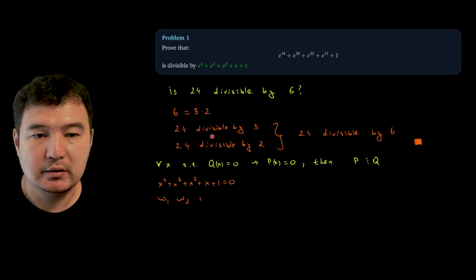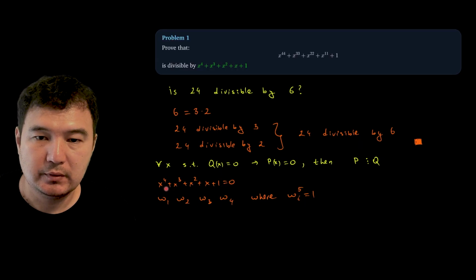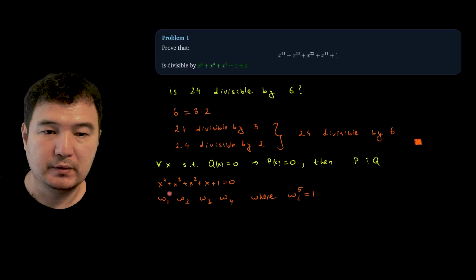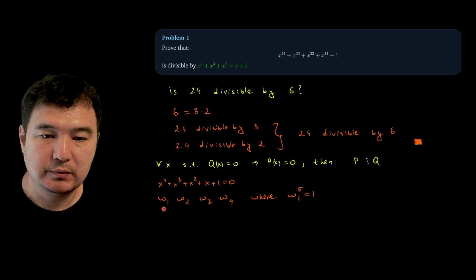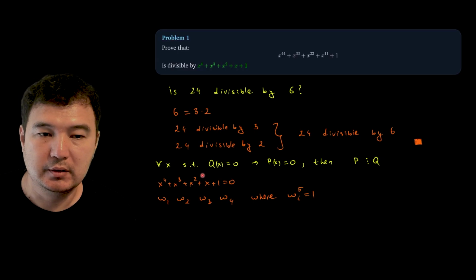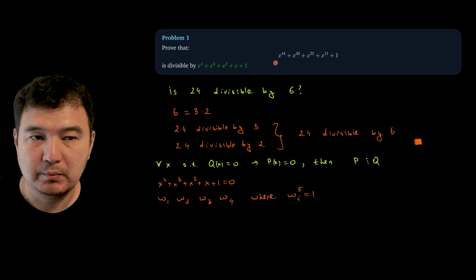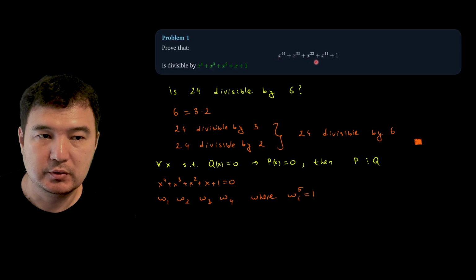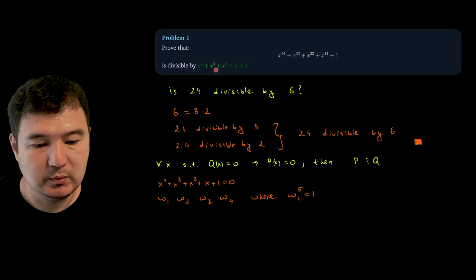So what are the roots of this 4th degree polynomial? From the previous slide, it's a part of the factorization of x^5 minus 1. So the roots are the fifth roots of unity, omega 1, omega 2, omega 3, and omega 4, where the fifth power of omega is 1. If I can prove that these 4 numbers also make this expression 0, then the 44th degree polynomial will be divisible by this green one.